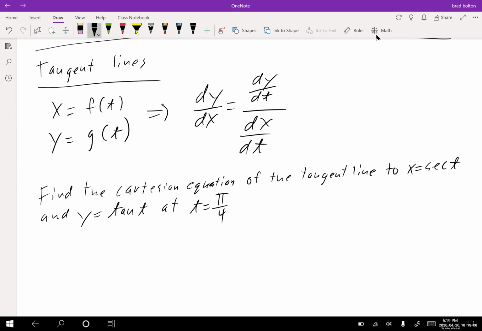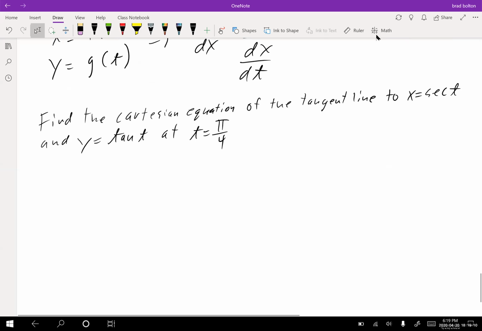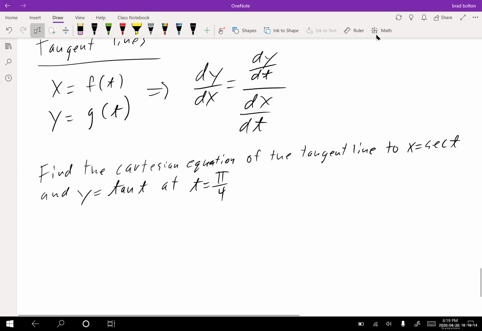So they're giving us the time. They want us to check this out, okay? The first thing we need to find in order to use the formula of the derivative dy/dx is dy/dt and dx/dt.